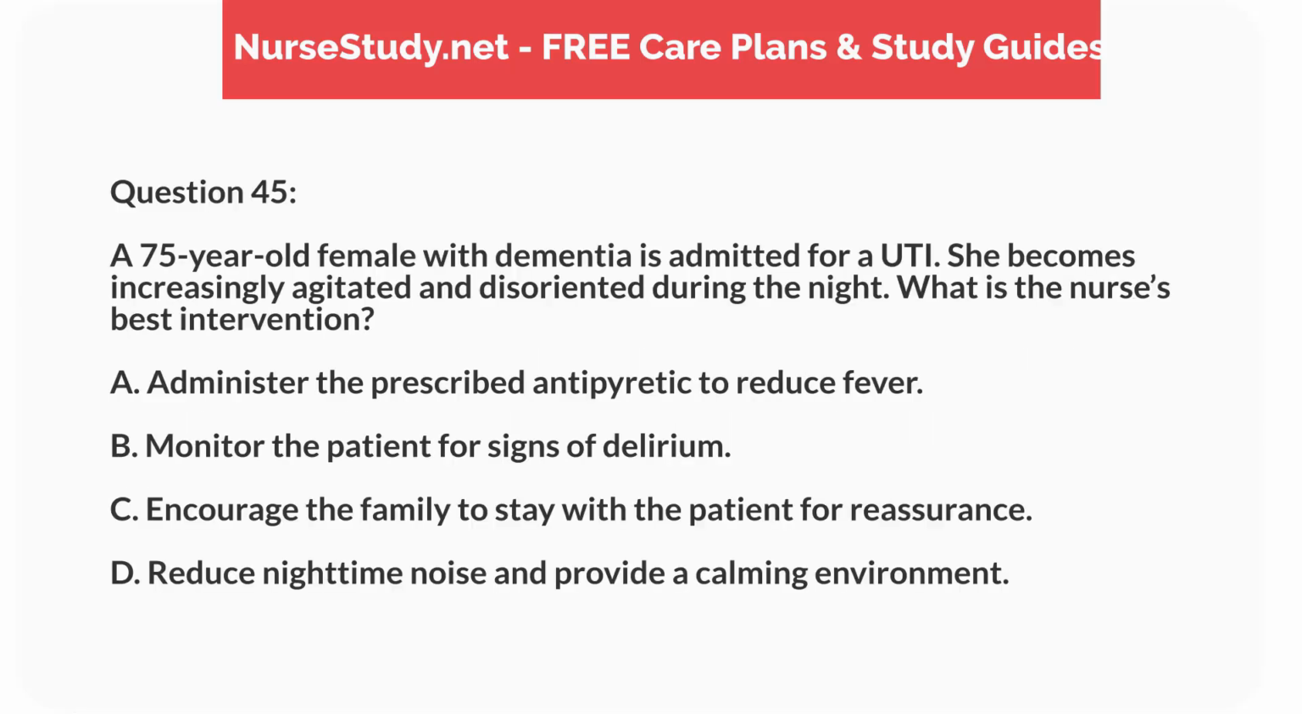Question 45. A 75-year-old female with dementia is admitted for a UTI. She becomes increasingly agitated and disoriented during the night. What is the nurse's best intervention?